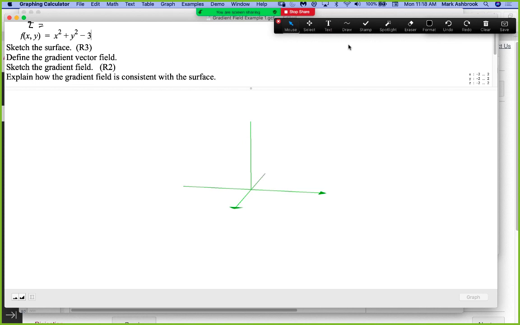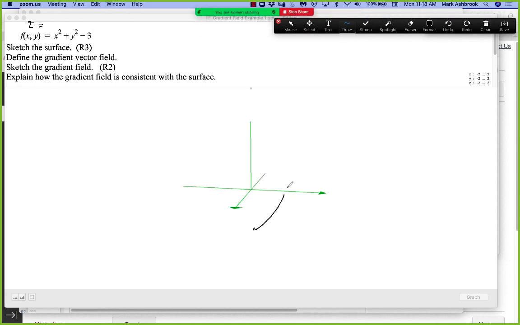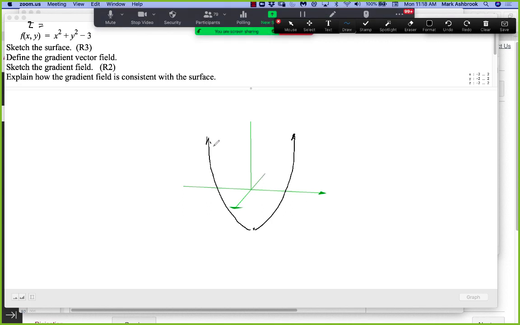So we'll just make a sketch here. So the vertex is down 3, maybe down here. But then besides that, it's like our reference paraboloid. Okay.